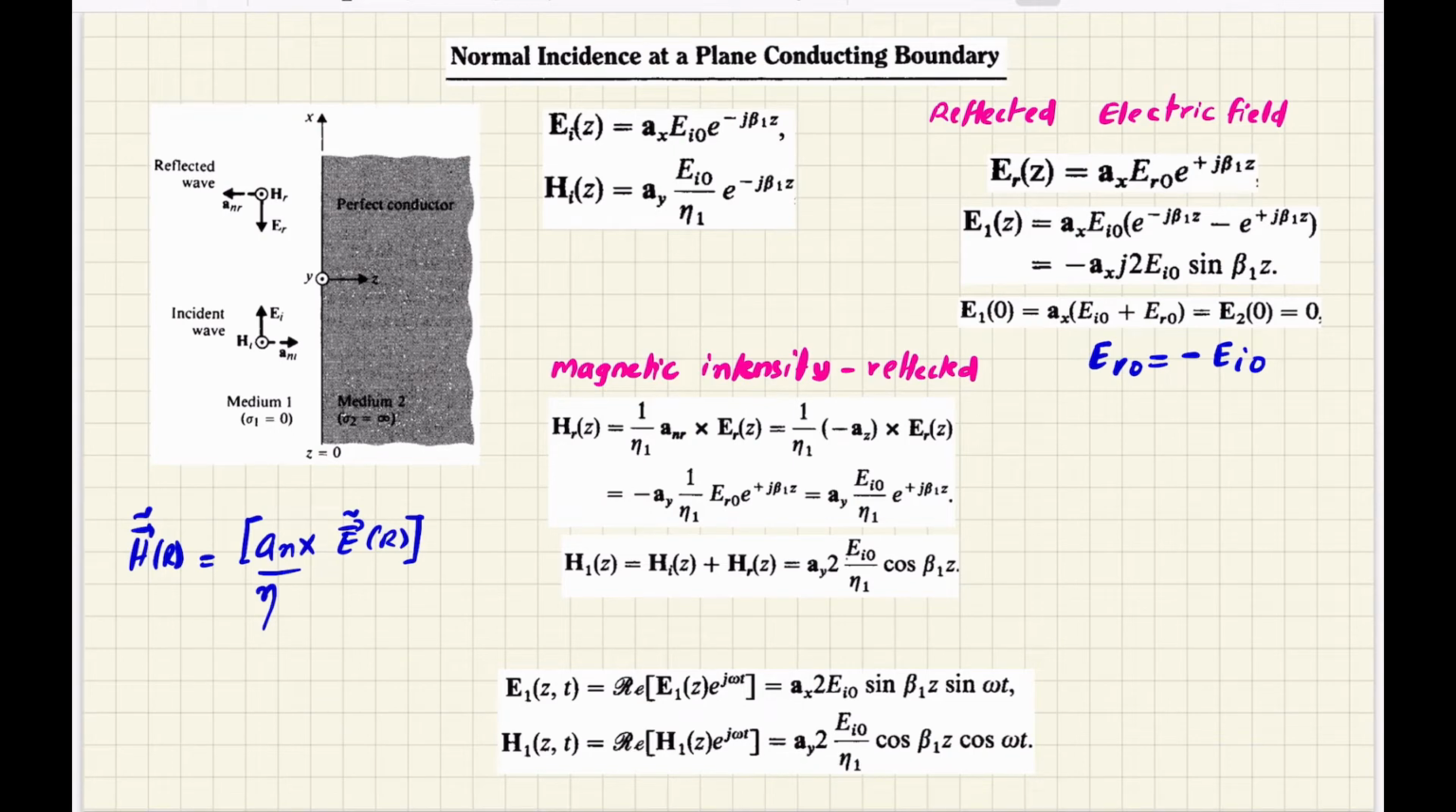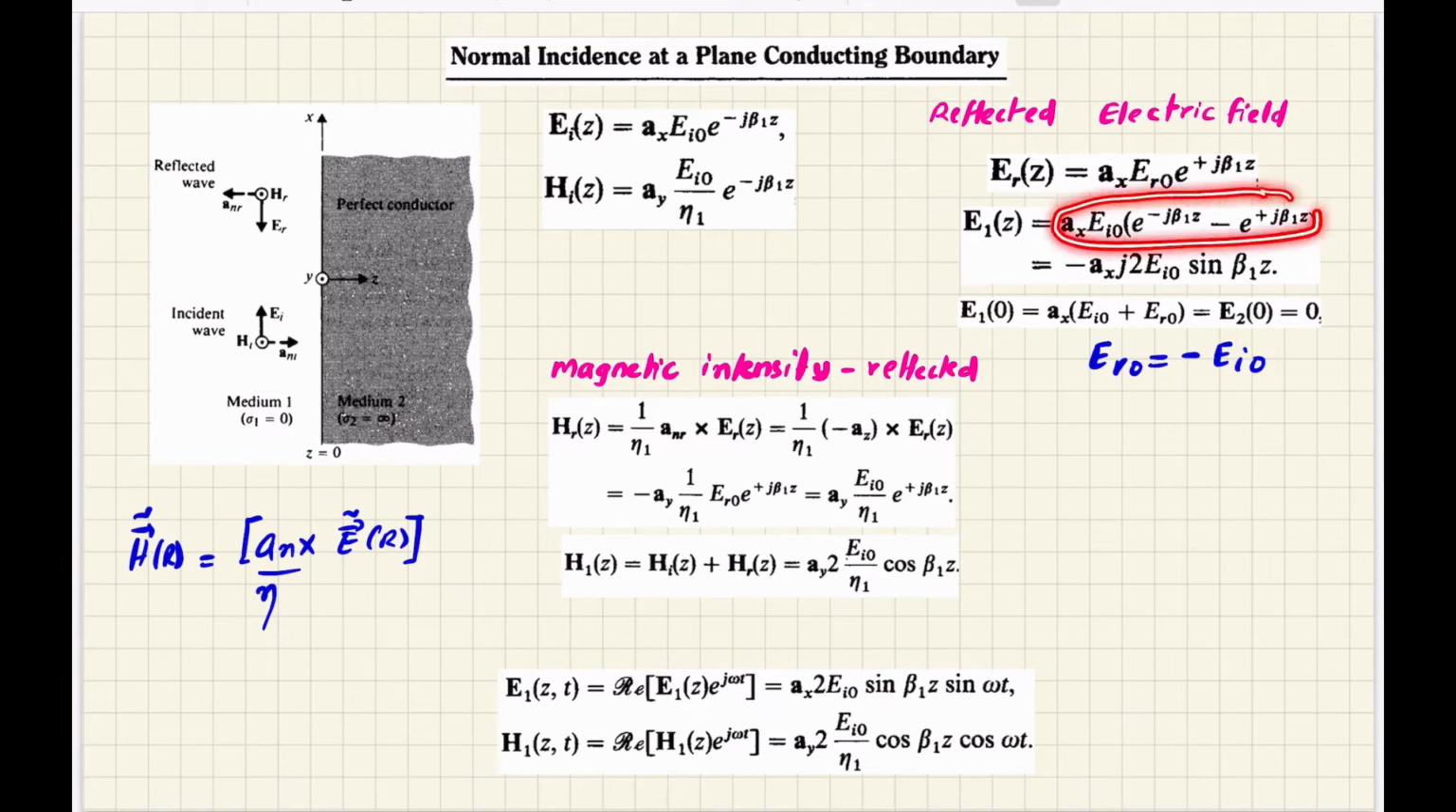Now we look at the boundary conditions to be satisfied by the electric field. What happens to the electric field in medium 2? In medium 2, both electric and magnetic field intensities are 0, because it is a perfect conductor. So the boundary condition to be satisfied at z equal to 0 is that the electric field in the left medium should be equal to the electric field immediately to the right in the second medium. So E10 should be equal to E20, which means you put z equal to 0 in this expression.